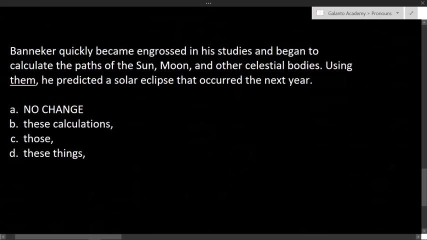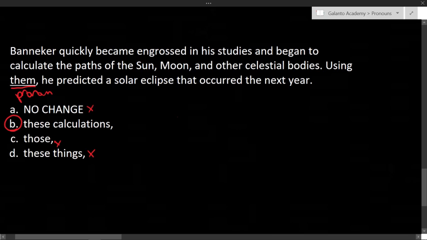And finally, let's look at this one. Banneker quickly became engrossed in his studies and began to calculate the paths of the sun, moon, and other celestial bodies. Using them, he predicted a solar eclipse that occurred the next year. So this is an example of clarity and distance. We don't understand what the antecedent is here. We obviously see that our pronoun is underlined, but we don't know what the pronoun refers to. So we don't have any further information with A, C, or D. So B would be our best choice.